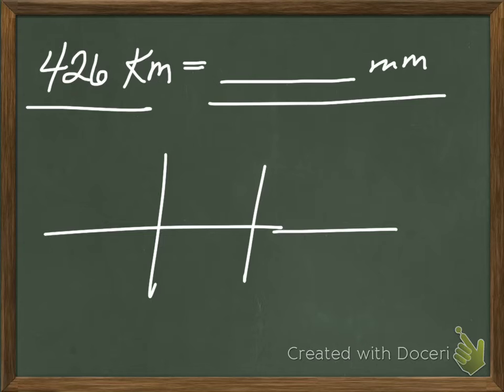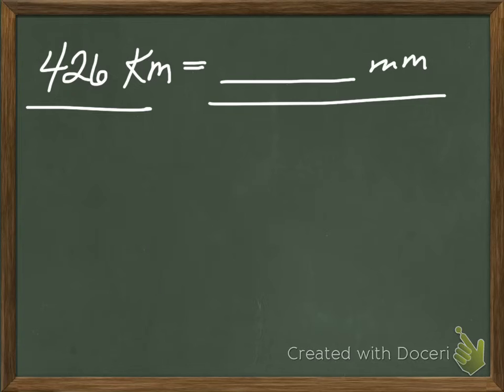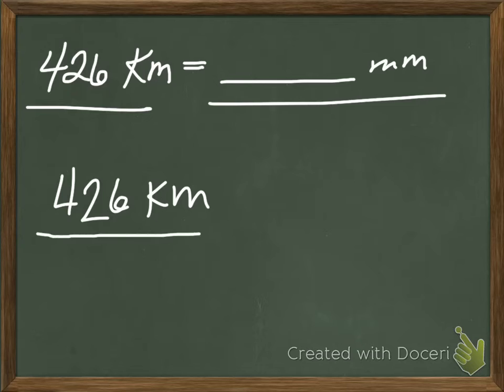So our first step in doing any factor label is setting up the first box, and the first box is always going to contain your given with the number and the units. So I'm going to put 426 kilometers in that first box. I'm going to draw my line. And this is going to be a one-step. No, this is going to be a two-stepper. So I'm going to leave myself room to do that.